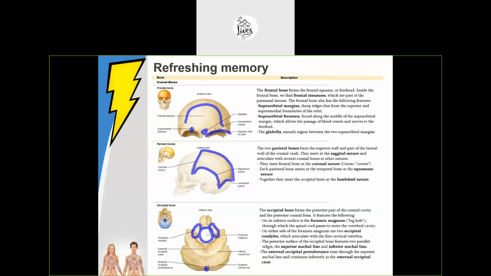So if you touch the posterior side of your skull, the occipital part of the skull, the most projected part that you will feel, and I'm sure that most of you will find this part, this is the external occipital protuberance. From there we have the external occipital crest, and lateral to the occipital protuberance we have the superior and inferior nuchal lines.